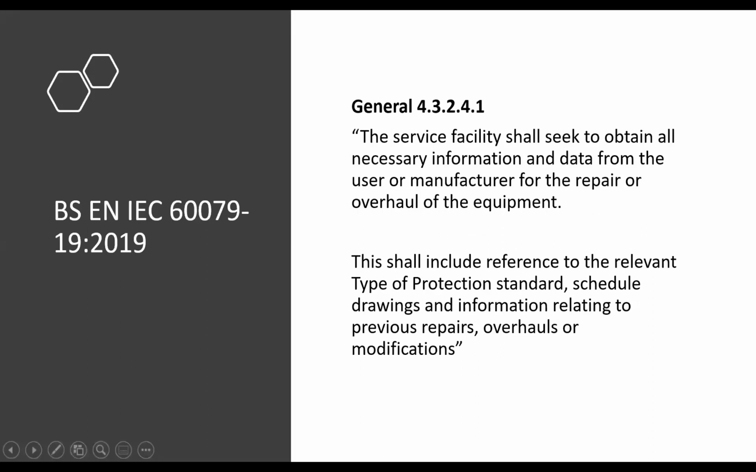Again, from the standard, the service facility shall seek to obtain all necessary information and data from the user. This shall include reference to relevant type of protection standard, scheduled drawings, and information related to previous repairs, overhauls, or modifications. The repairer should be sending all this information to the user. If the user doesn't ask for it, the repairer won't send it. The user should be asking for this information so that they have it to put in what's called a verification dossier, to make sure that the equipment they are putting into a hazardous zone is safe to do so.